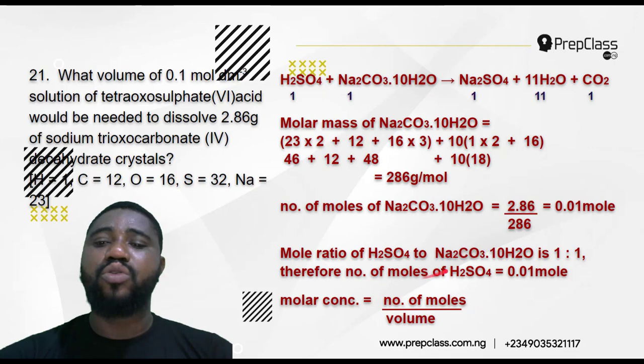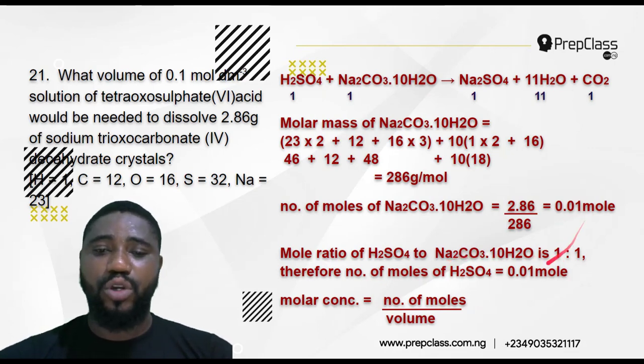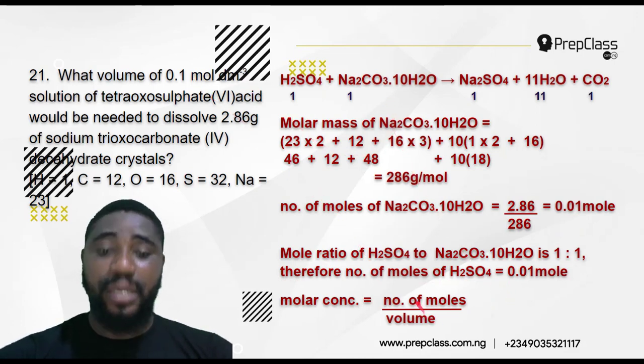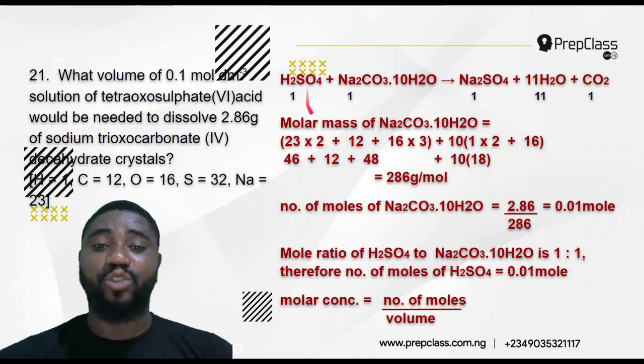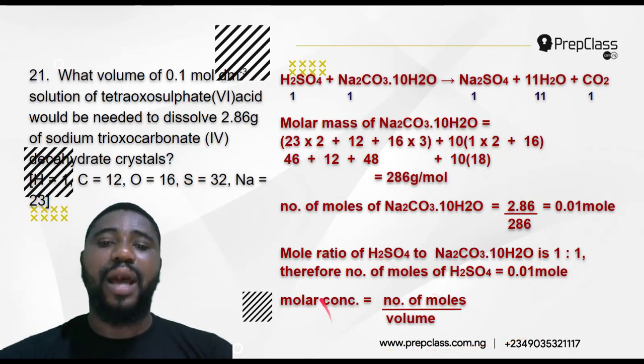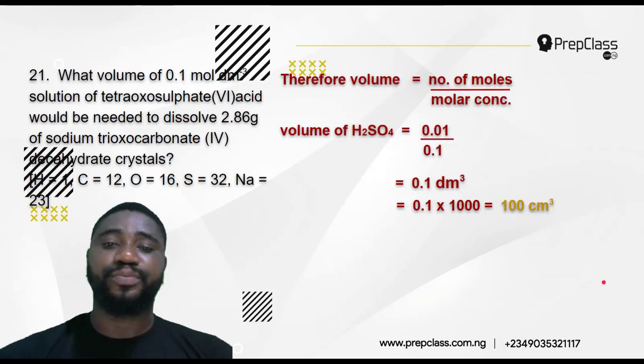So now the number of moles of the salt is what? 0.01 mole. So since the mole ratio of the acid to that of the salt is 1:1, that means that the number of moles of this acid H2SO4 is also 0.01 mole. Now we use the formula molar concentration equals number of moles over volume. With this formula, we will now get the volume of the acid that can dissolve this salt.